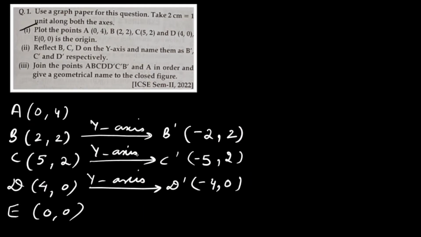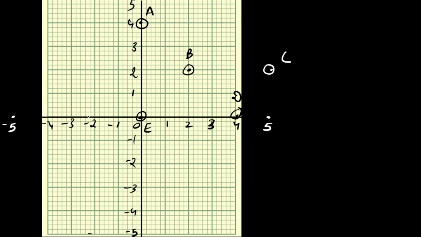Now the reflected points I have also marked. B dash is (-2, 2). So here B dash will come. On the x-axis we look at -2 and go vertically up. So this is B dash, (-2, 2). You can write it down. Now we have C dash (-5, 2), here it will come. Then we have D dash (-4, 0). So here, this is D dash.